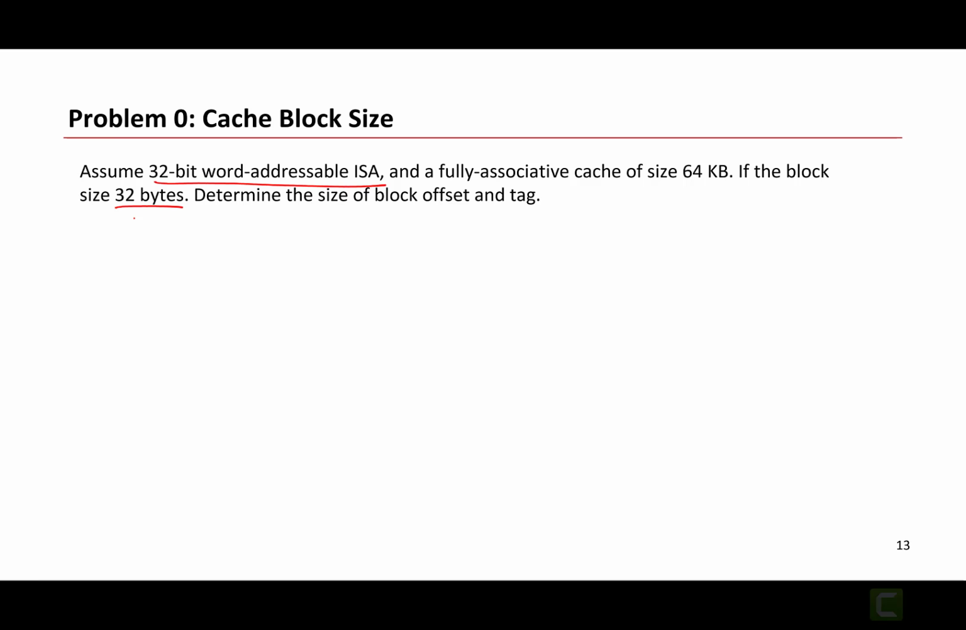So now let's think about the block. We are given that it is of size 32 bytes. Now for a byte addressable ISA, I would say there are 32 different addresses that can refer to this block, right? But in the case of a word addressable ISA, we'll have to first think about how many words are there in this block. So in a 32-bit word addressable ISA, it's assumed that the word is 32 bits, which is 4 bytes.